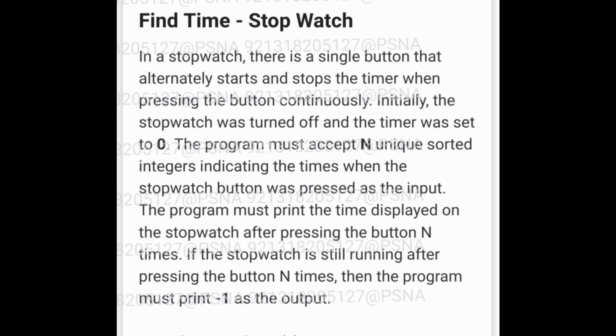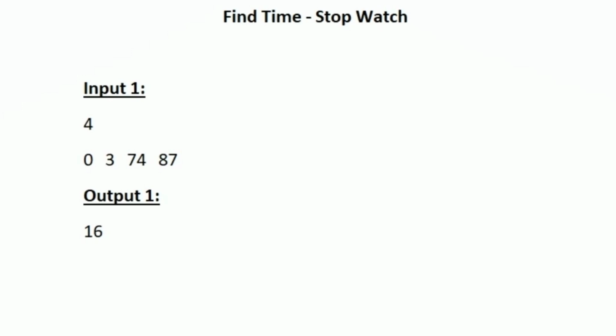This is the question asked in today's SkillRack daily challenge. In the first line of our input, we will be given an integer n, and after that we will be given an array of n integers as input. These integers represent intervals in a stopwatch.